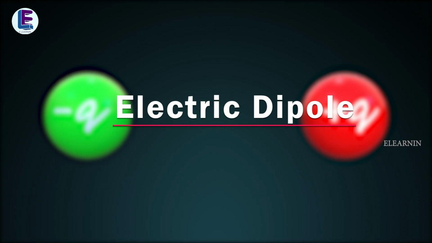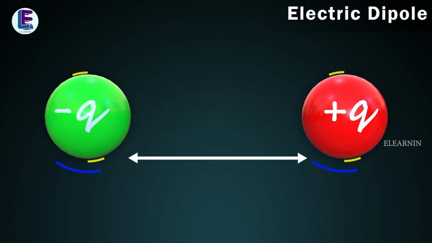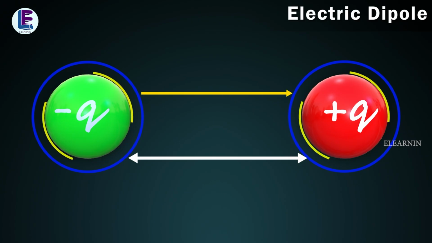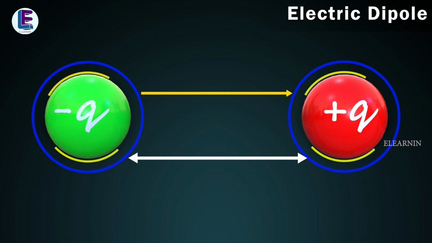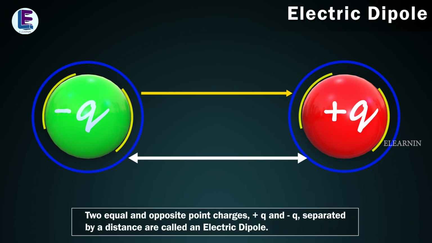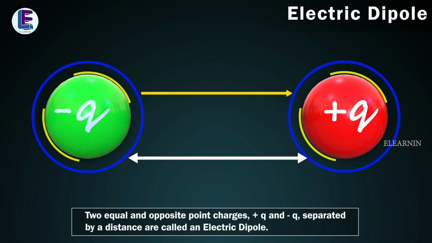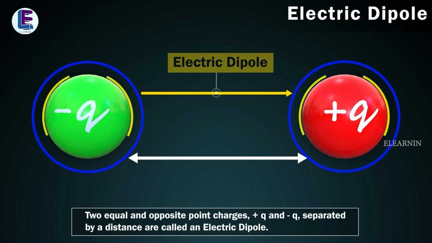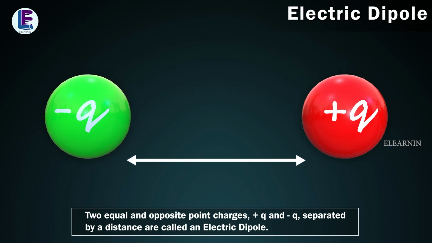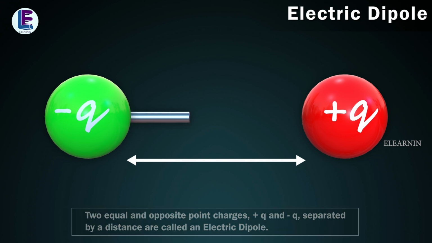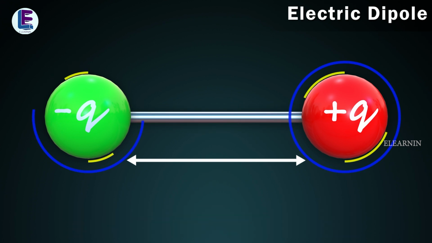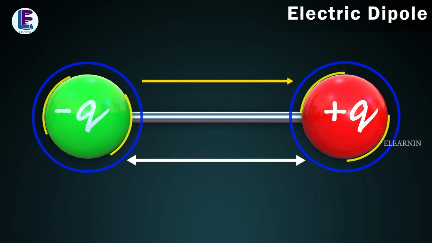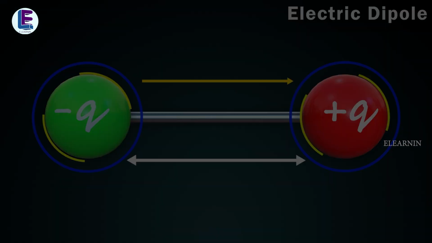Electric dipole. An electric dipole is defined as a pair of point charges with equal magnitude but opposite charge, separated by a fixed distance. Two equal and opposite point charges, plus q and minus q, separated by a distance, are called an electric dipole. The line connecting the two charges defines a direction in space. The direction taken from minus q to plus q is called the dipole direction. The point between them is called the dipole center.